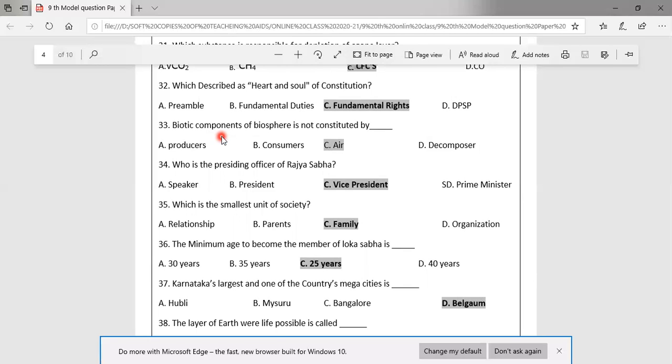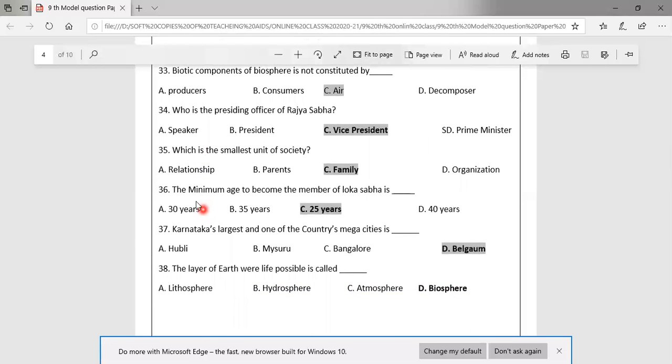Who is the presiding officer of Rajya Sabha? Option A, speaker. Option B, president. Option C, vice president. Option D, prime minister. Option C, vice president is the right answer. 35th question is, which is the smallest unit of the society? Option A, relationship. Option B, parents. Option C, family. Option D, organization. Option C, the family is the right answer.